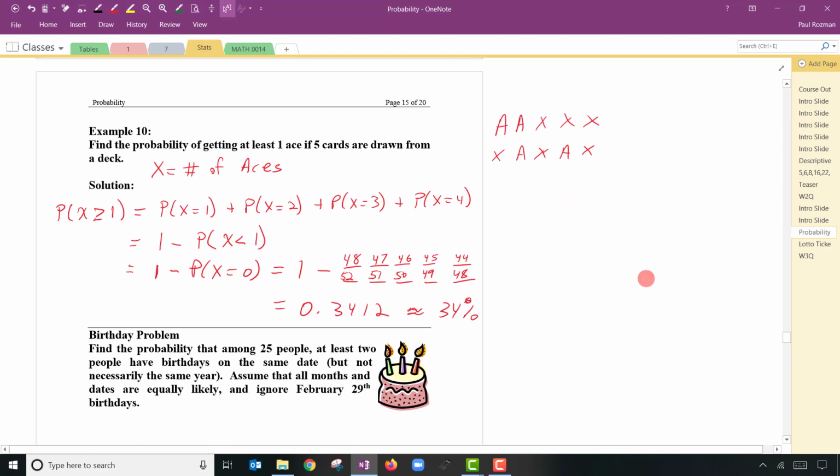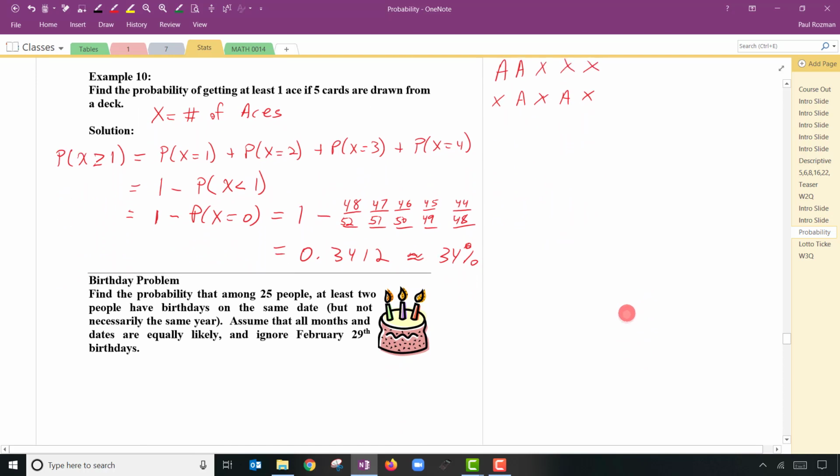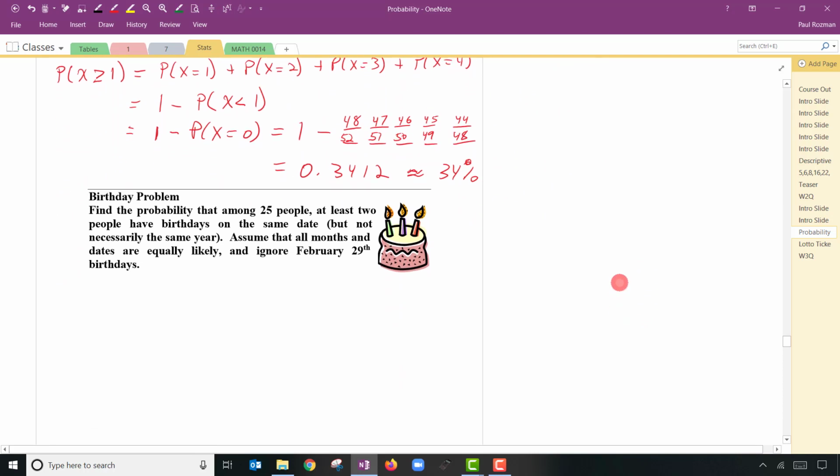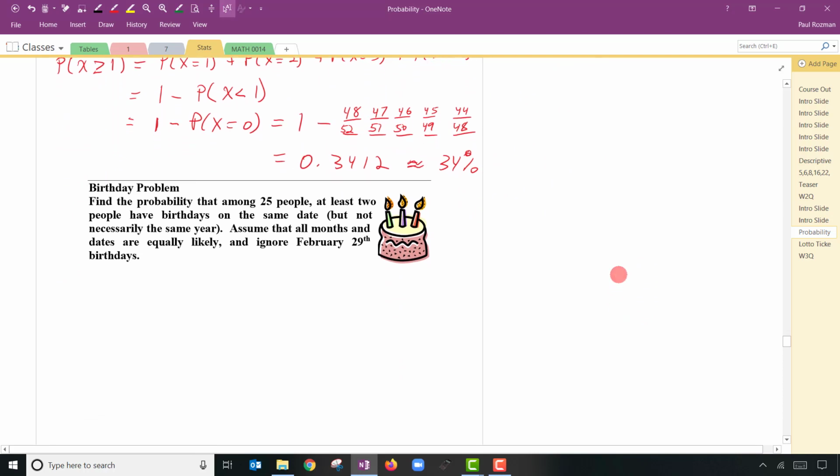I'm going to do one more example here, similar to this one, maybe less intuitive. It's called the birthday problem. If you all currently have around 25 people in your set, what are the chances that 2 people in your set have the same birthday?